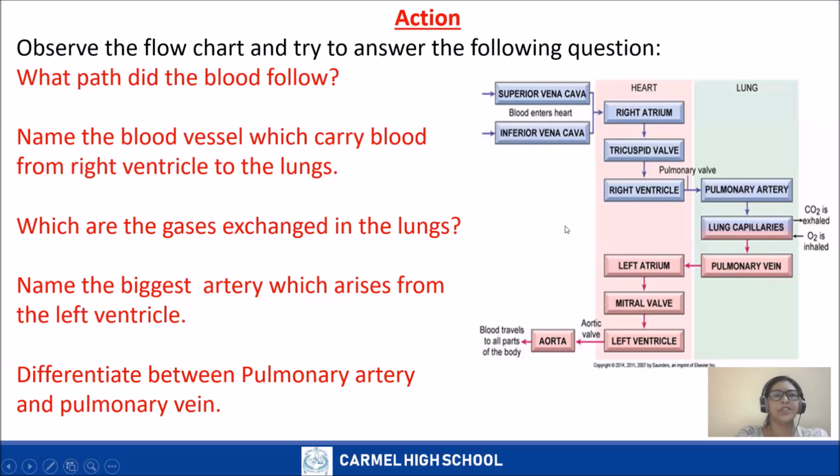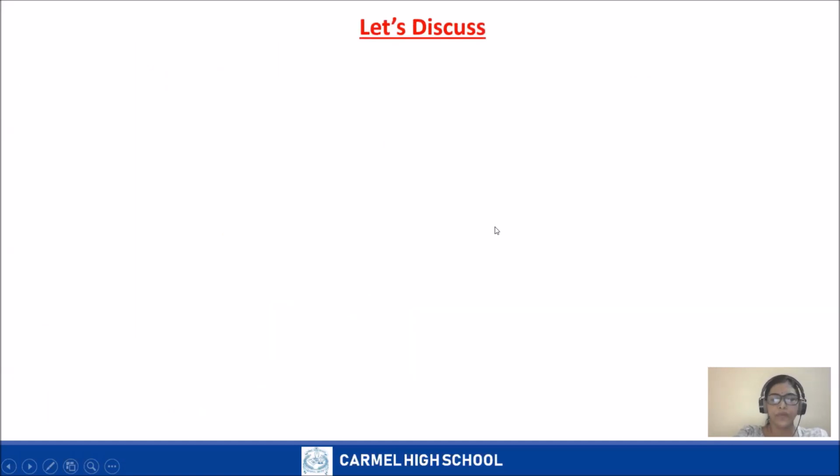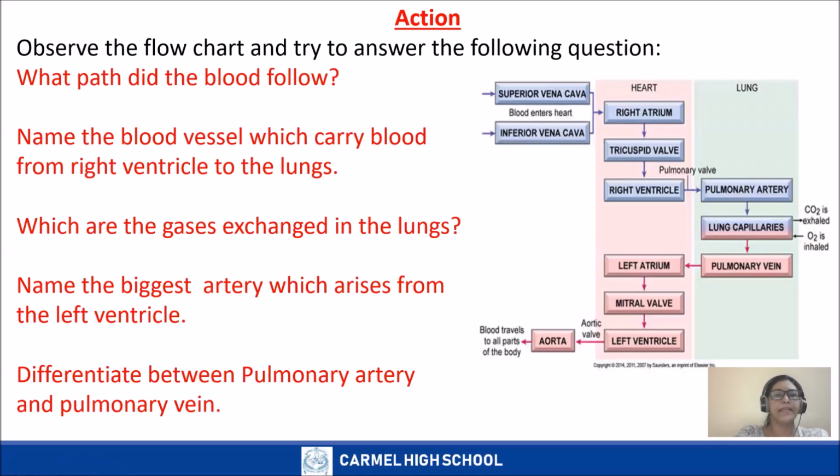Which gases are exchanged in the lungs? There is exchange of carbon dioxide and oxygen. Blood gives off carbon dioxide and picks up oxygen. Right? Name the biggest artery which arises from the left ventricle, the biggest blood vessel carrying pure blood. That is called the aorta, the biggest artery.